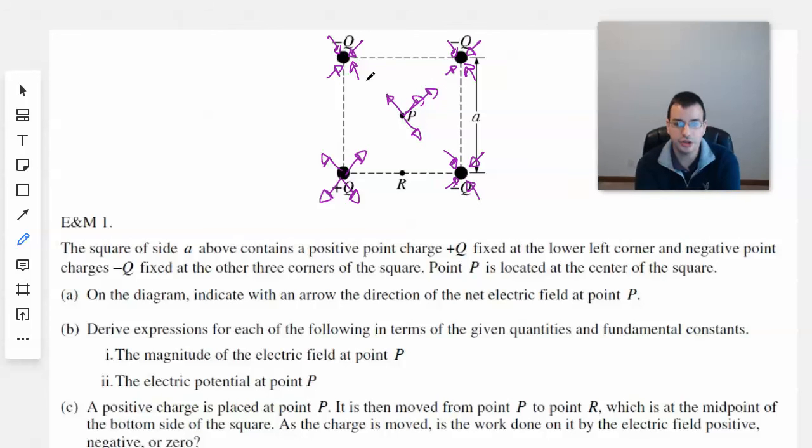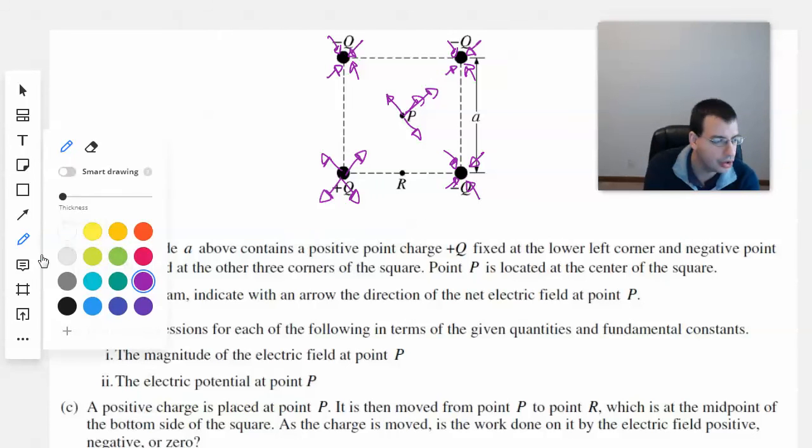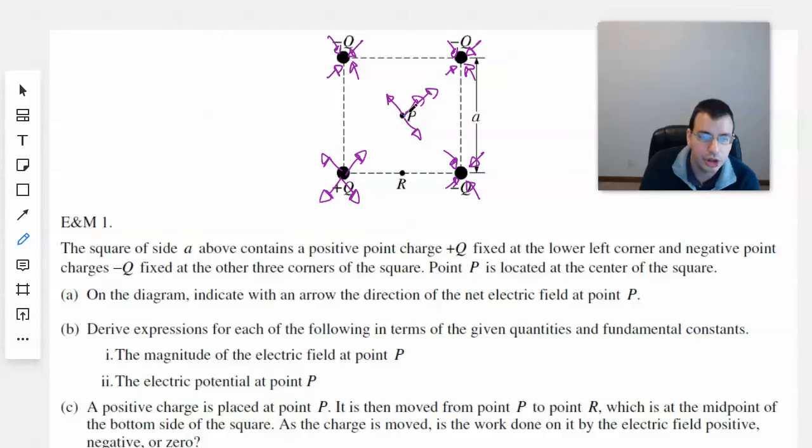So the two Q's, top left corner and bottom right corner, cancel out. And the bottom left corner and top right corner actually reinforce each other. And so the net arrow would be this direction, the net electric field. So what we drew was all the electric fields, and then when we add them together, that would be the net.